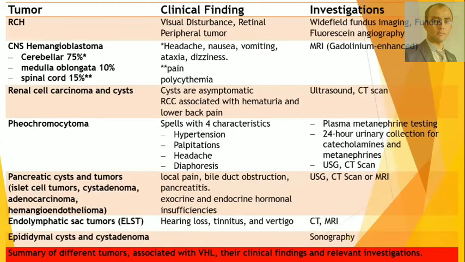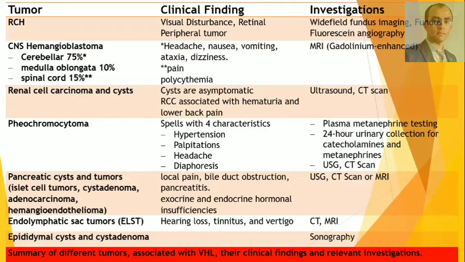Here I have summarized the important tumors associated with von Hippel Lindau syndrome, their associated clinical findings, and the investigations which are helpful in diagnosing each of these tumors. From the optometric perspective, the most important one is the retinal capillary hemangioma. It is not always, but often associated with visual disturbances and peripheral retinal tumors. We will talk about the retinal capillary hemangioma in detail later on.